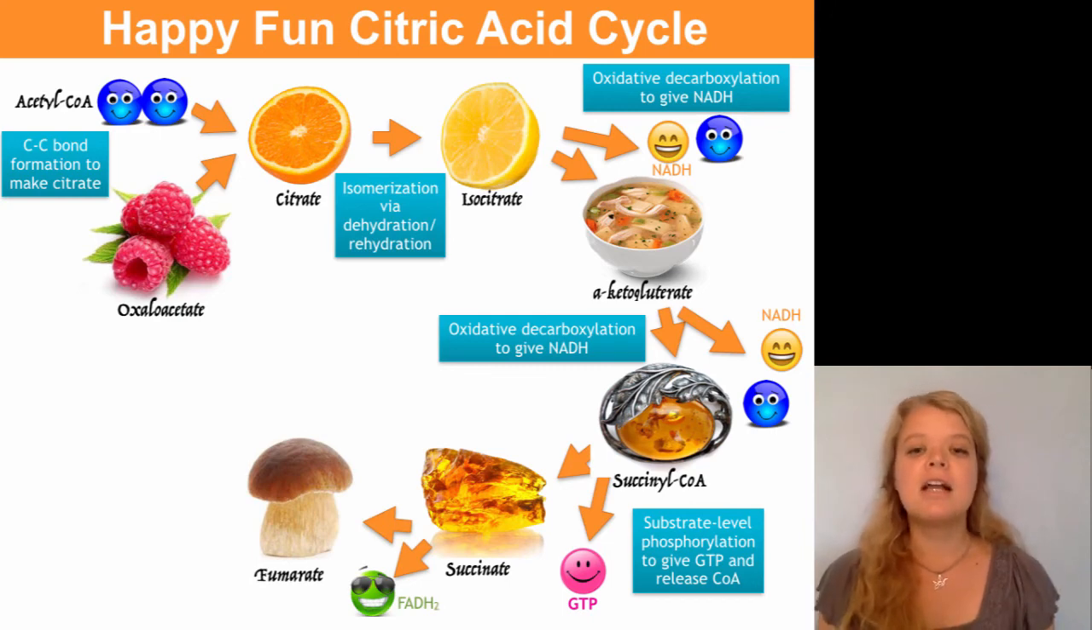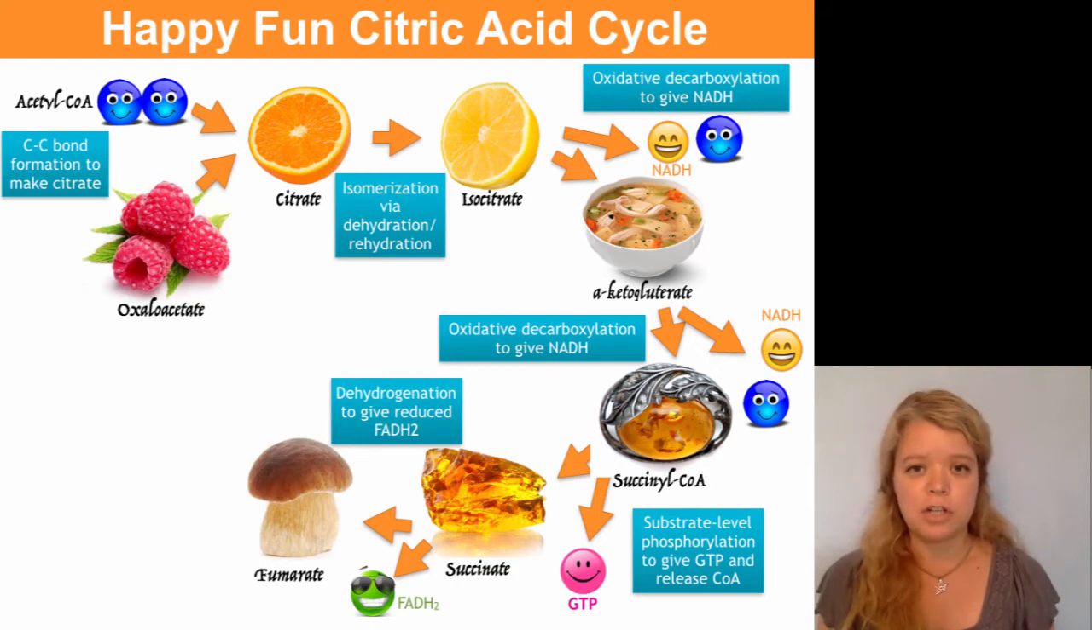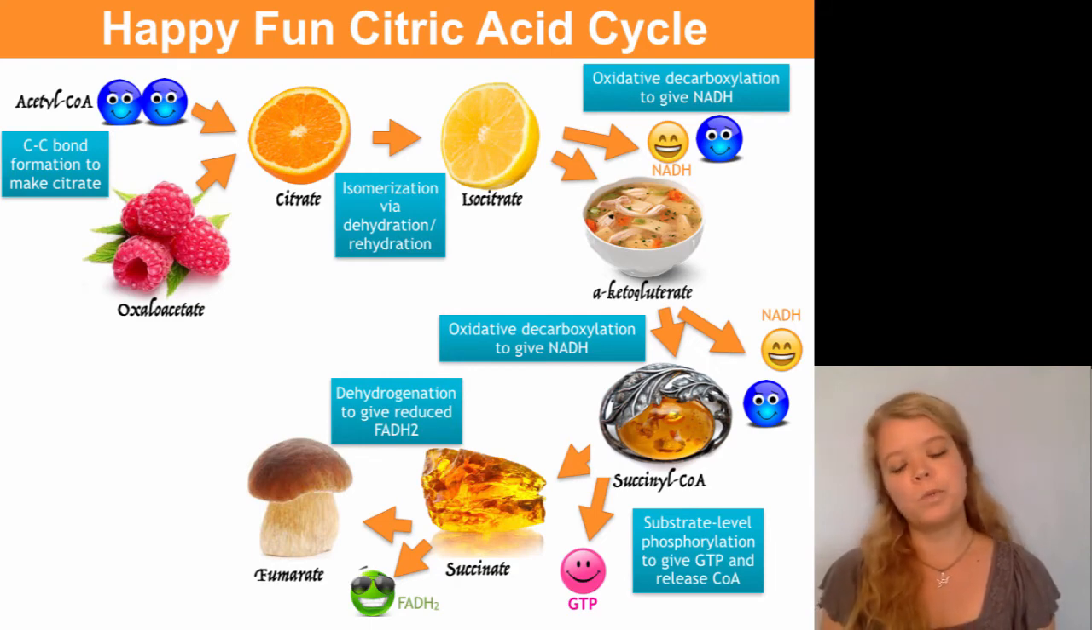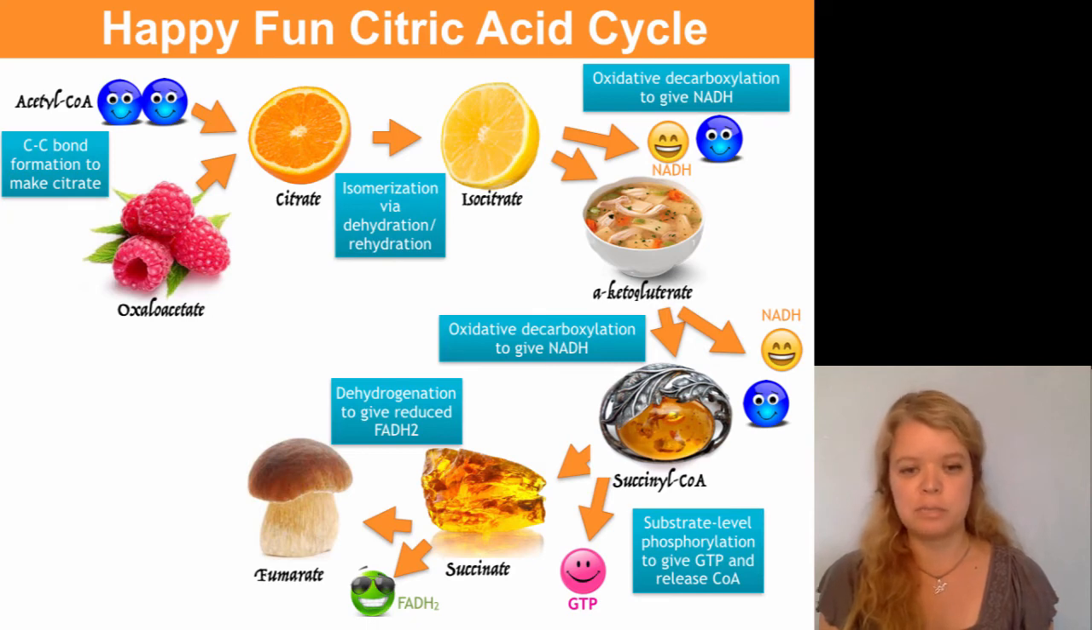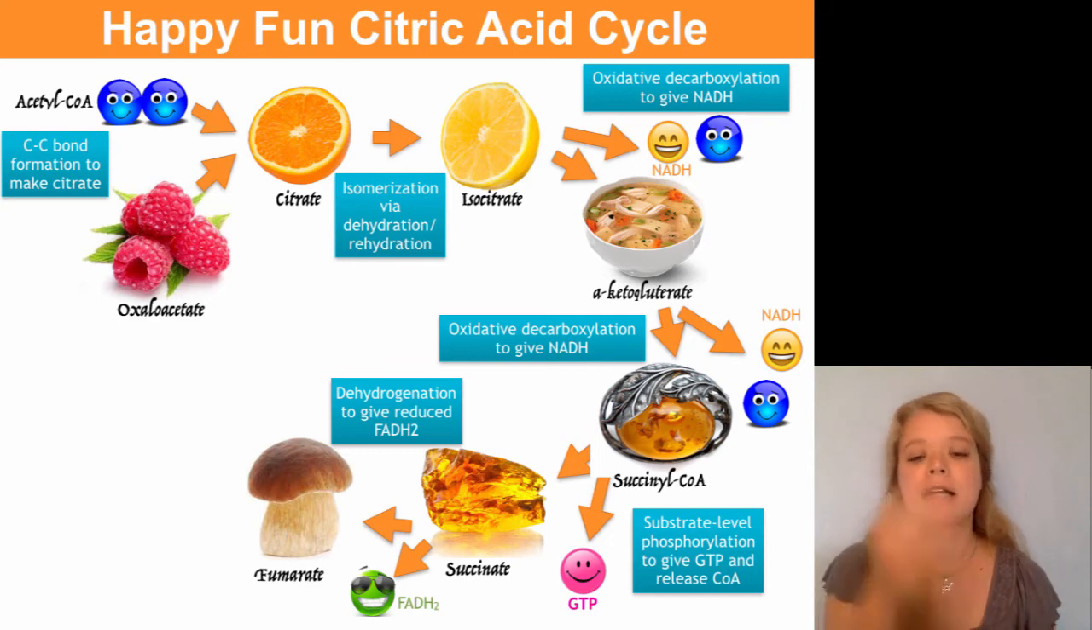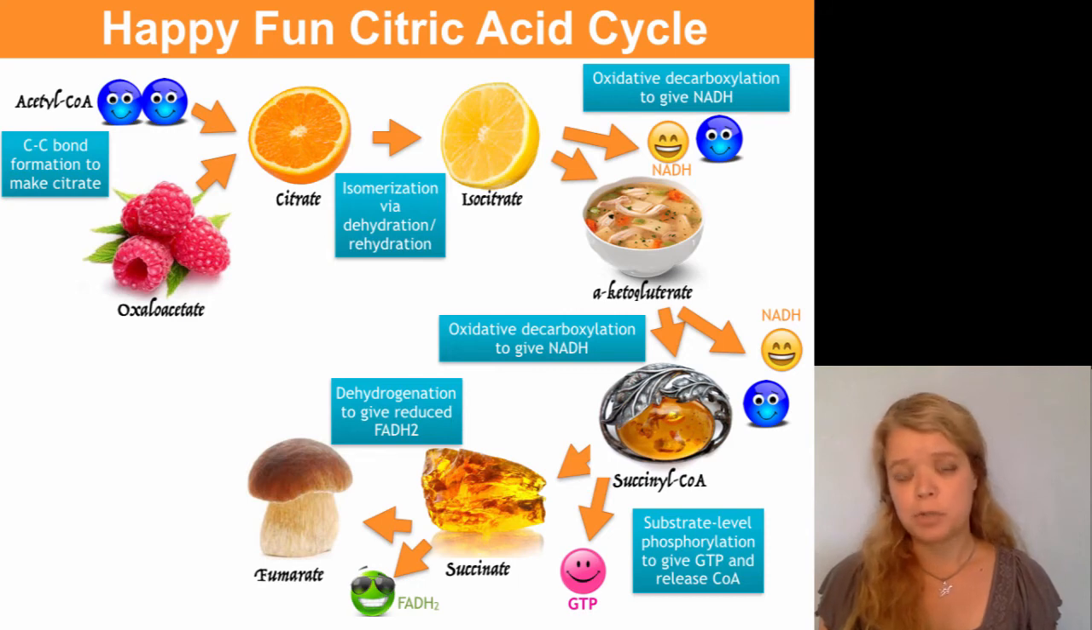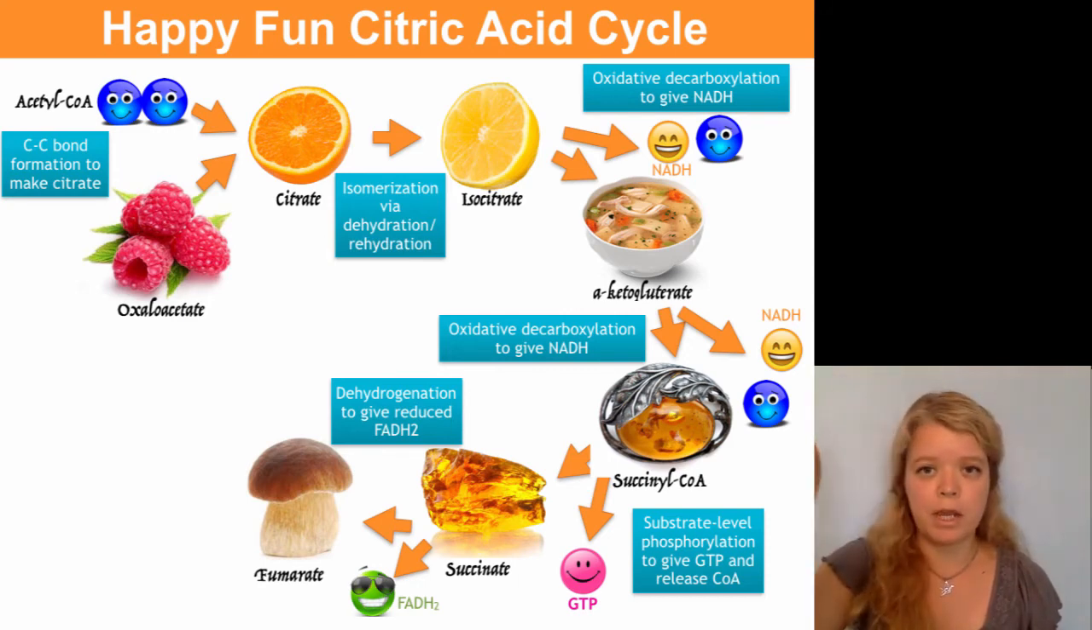Next is conversion of succinate to fumarate. It's another dehydrogenation reaction which allows us to reduce FAD to FADH2, which heads off to the electron transport chain, just like NADHs will. And actually, the enzyme that catalyzes the conversion of succinate to fumarate directly feeds FADH2 into the electron transport chain because it's part of the membrane of one of the complexes, which we will see tomorrow.